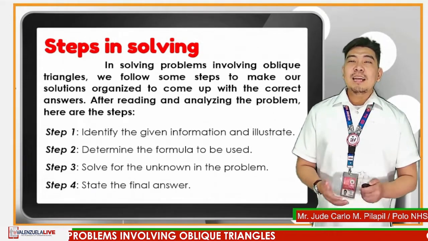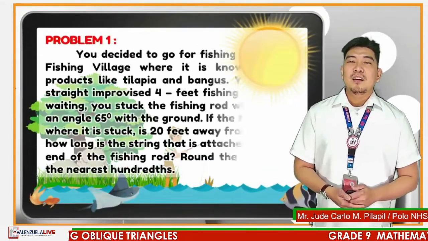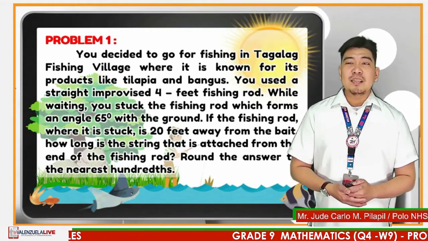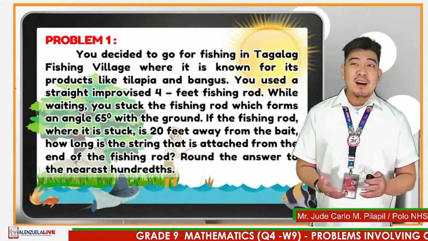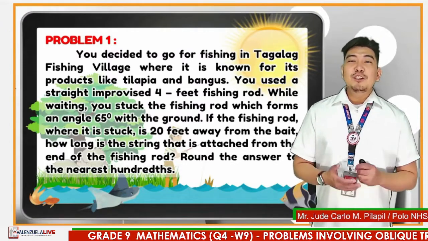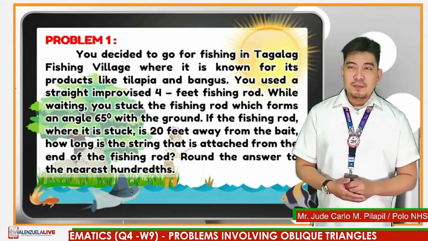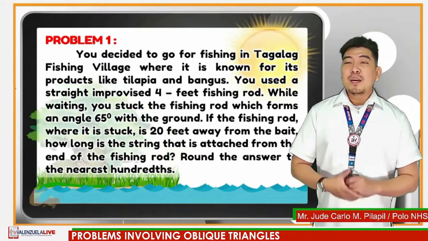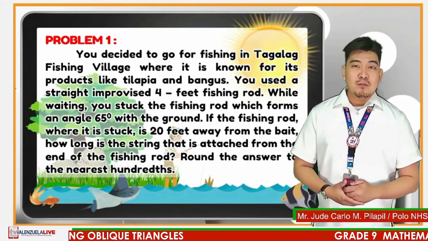Let us start with problem number 1. You decided to go fishing in Tagalog Fishing Village, where it is known for its products like tilapia and bangus. You used a straight improvised 4-foot fishing rod. While waiting, you stick the fishing rod, which forms an angle of 65 degrees with the ground.